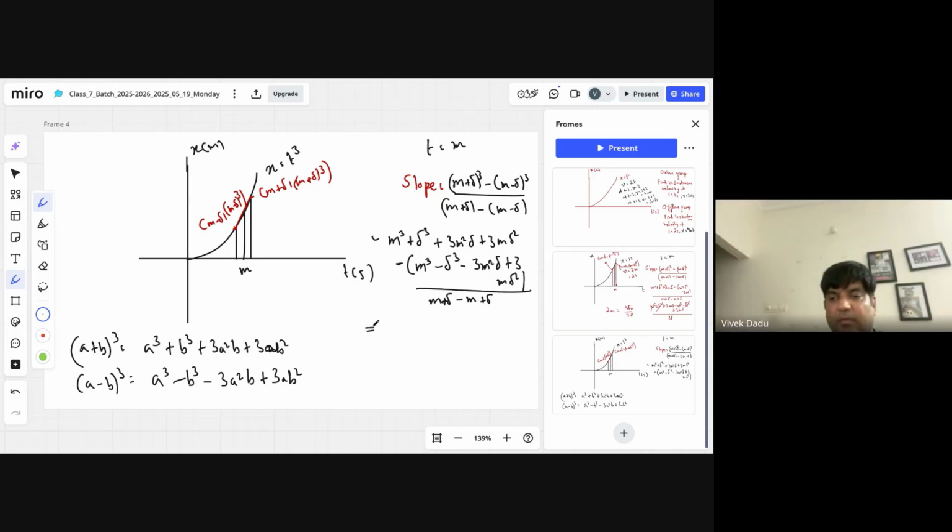So it becomes m cube plus delta cube plus 3m square delta plus 3m delta square, minus m cube plus delta cube plus 3m square delta minus 3m delta square, whole by 2 delta. So m cube cancel, right?